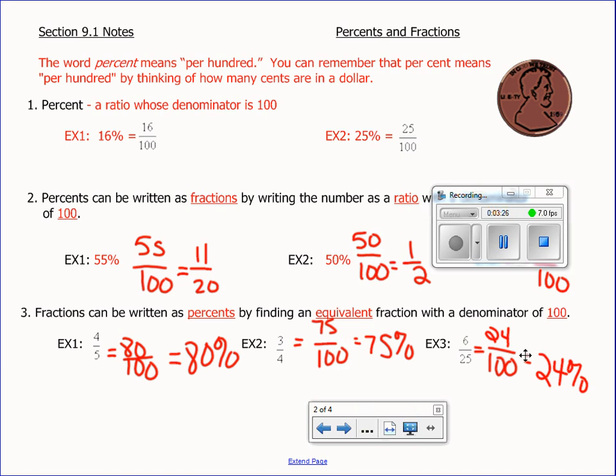Percent means out of 100. If you're asked to change a fraction to a percent, set it up as a proportion and solve it. So fractions can be written as percents by finding an equivalent fraction with the denominator of 100.